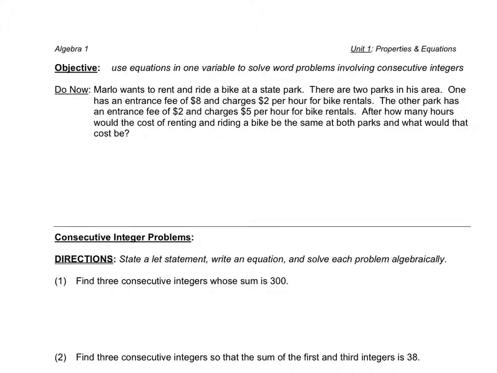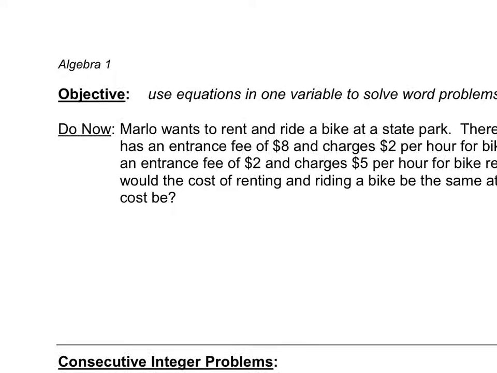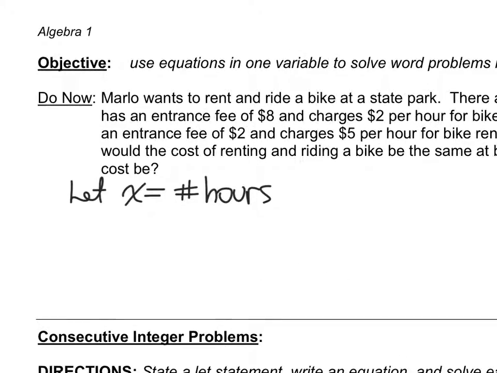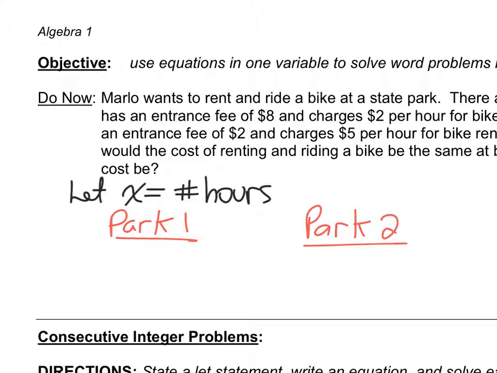I'm going to start it off the same way with some identification of what our variables are. So let x be what? Number of hours. All right. So we have two possible parks, right? They didn't give them names. One park and the other park. So let's call it park one, park two. They should be equal when we get our costs accounted for. All right, so the first park, what's my expression for that?